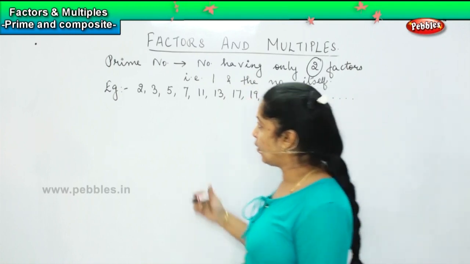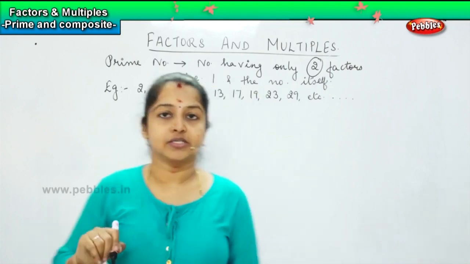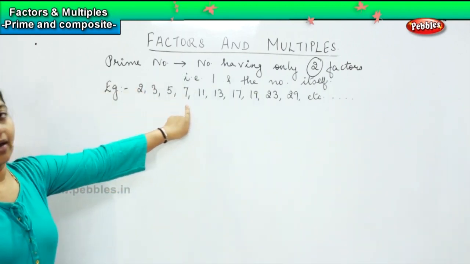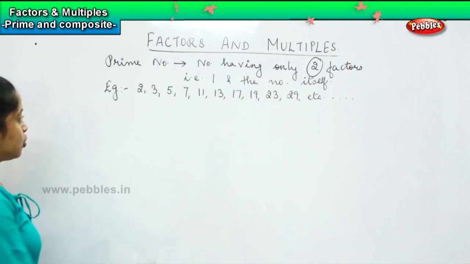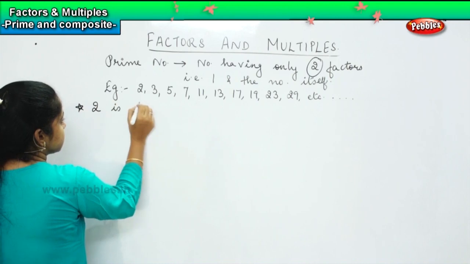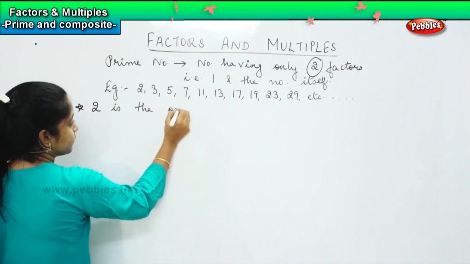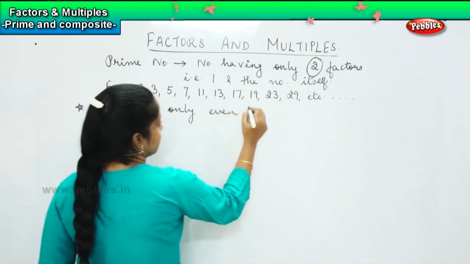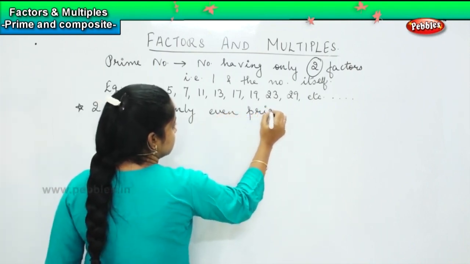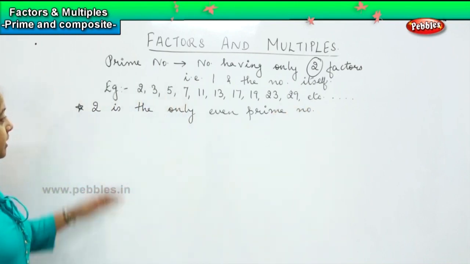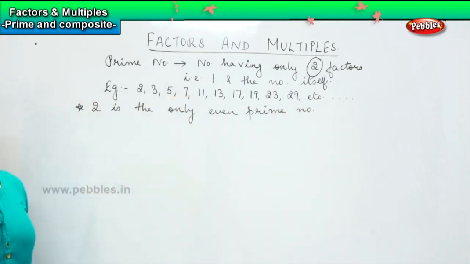Okay, now here children, if you notice, 2 is the only number which is even. The rest all are odd numbers, right? So we can say that 2 is the only even prime number. Okay, if you see the list, rest all are the odd numbers.